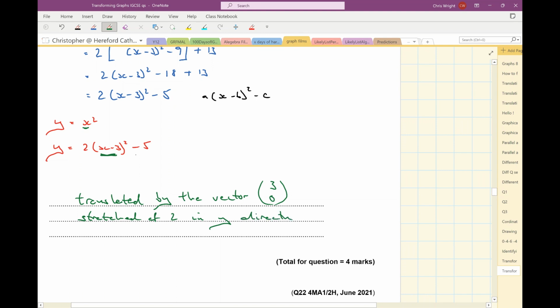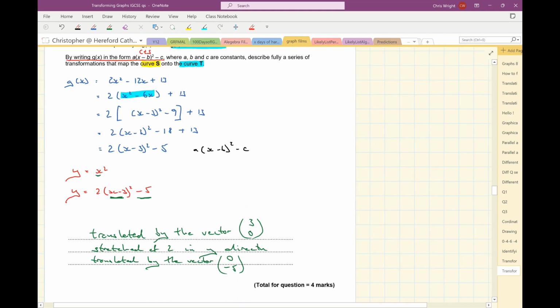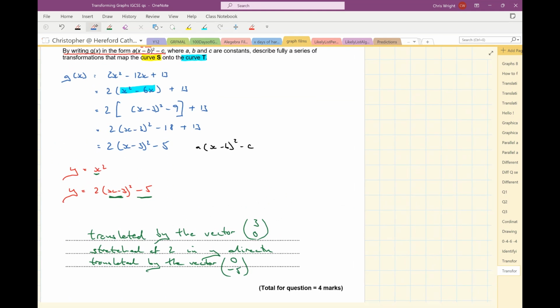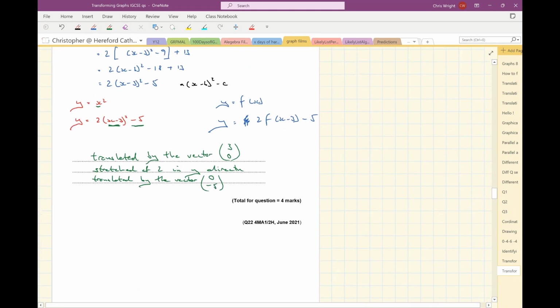And then I've got this minus 5 at the end. So that's going to be a translation. It's going to be a translation 5 down, isn't it? By the vector 0, minus 5. And those are the 3 transformations that map curve S onto the curve T. And it all revolved around looking at y equals f of x and comparing that to y equals 2 f of x minus 3 minus 5. And that is question 7 complete.